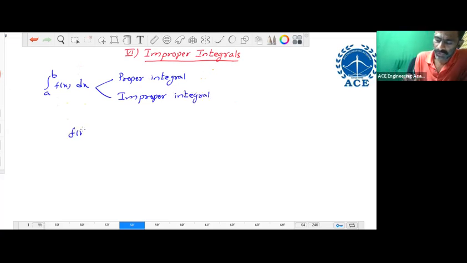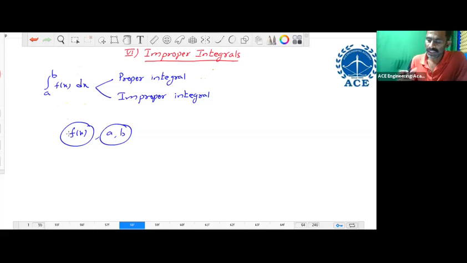Based on the function f of x and the limits a and b only. Based on limits and function, we have two types of definite integrals. So definite integrals are two types. One is proper, the other one is improper. The proper or improper depends on the function f of x and the limits only.